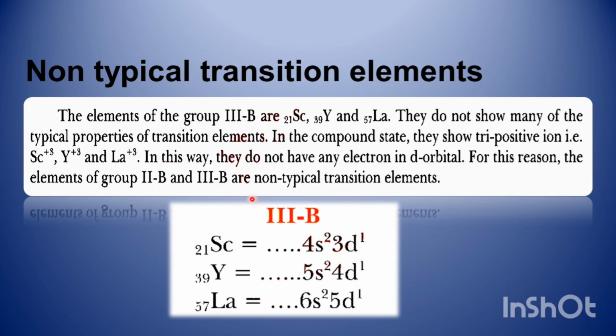For this reason, the elements of group 2b and 3b are called non-typical transition elements, because after losing 3 electrons from s and d orbitals, they are not obeying the definition that we have earlier studied. There will be no electrons in the d orbitals. That is why they are called non-typical transition elements.